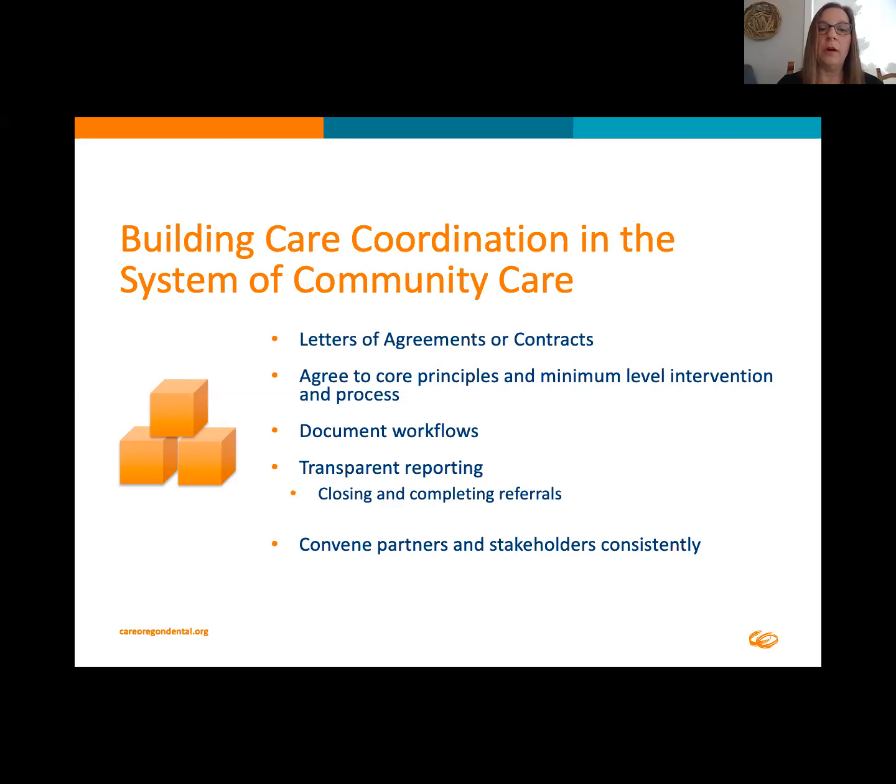And the reporting that I talked about earlier is very transparent. So data is there to help us all improve, and we try to use data as transparently as possible.